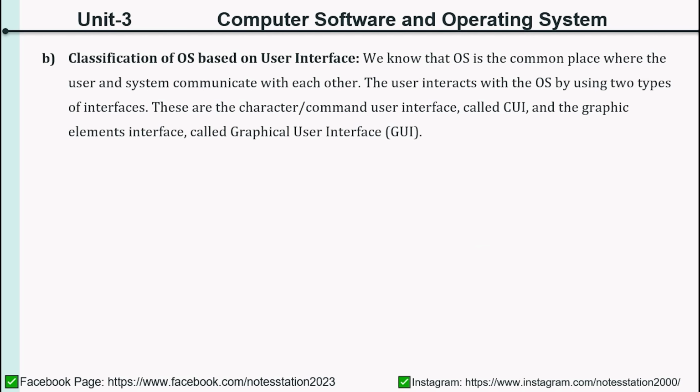Classification of OS based on user interface. We know that the OS is the common place where the user and the system communicate with each other. The user interacts with the OS by using two types of interfaces. These are the character or command user interface, called CUI, and the graphic elements interface, called graphical user interface, GUI.